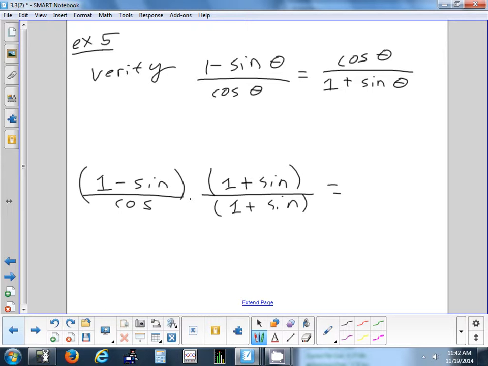Let's do out the top. So we're going to get 1 times 1. Naisha, what's that give me? Yeah, just 1. We get 1 times positive sine, 1 times negative sine. Those cancel out. Kyle, what's a negative times a positive? Negative. Yep, good, negative. And then sine times sine? Sine squared.